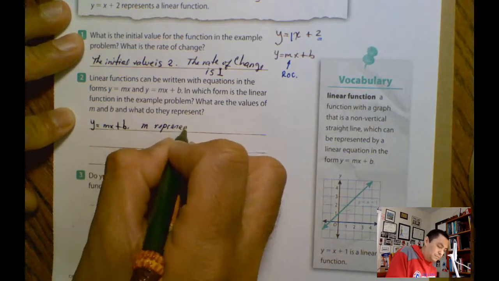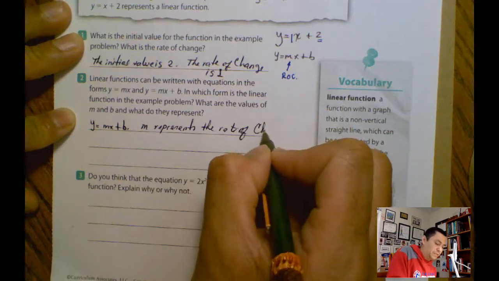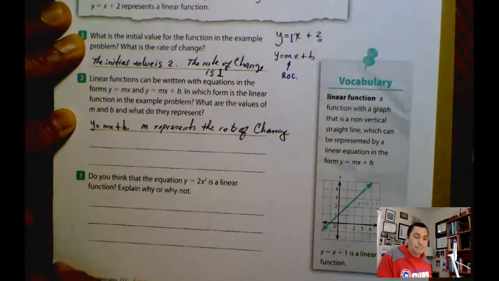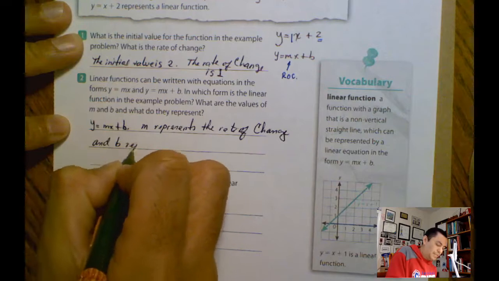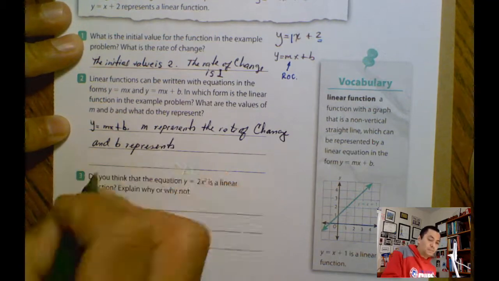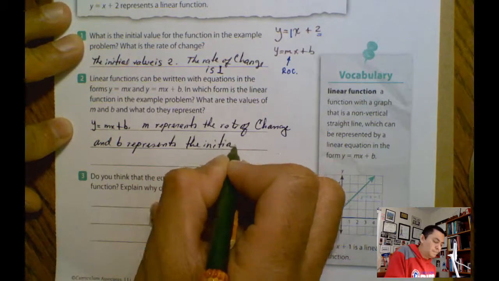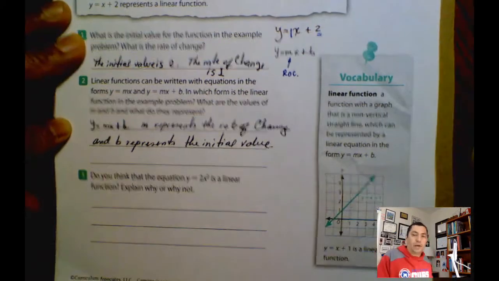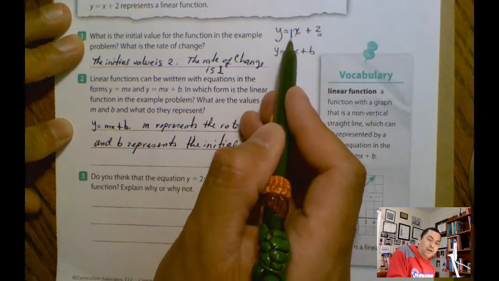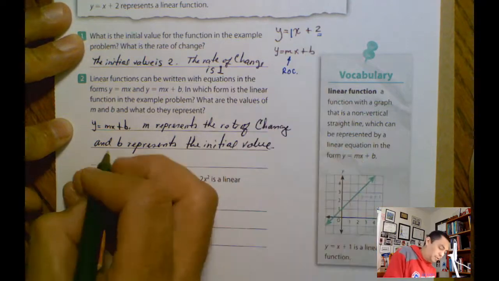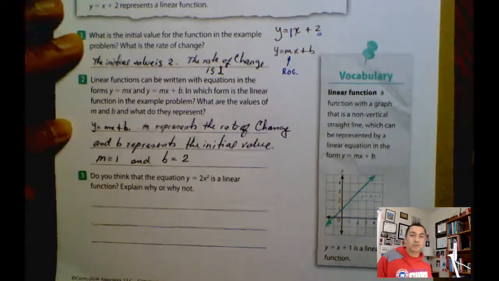In this form, m represents the rate of change, okay? The rate of change, and b represents the initial value. Okay, what are those values? Remember we mentioned here m is 1 and b is 2. So m equals 1 and b equals 2.